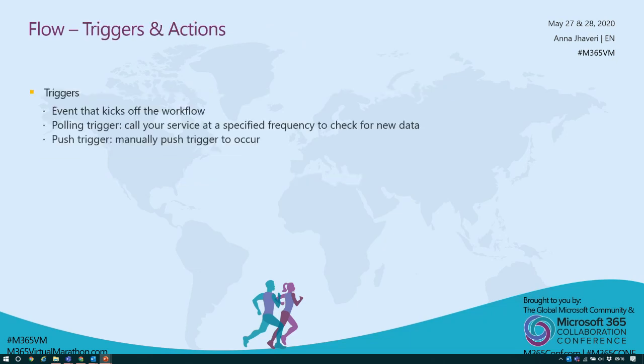All right, so what are triggers? Triggers are what kick off your workflow. There are two types of trigger: one is a polling trigger and one is a push trigger. A polling trigger will frequently check whether data has arrived. A push trigger is when a user manually pushes the trigger, from SharePoint for example. If I push a trigger to run the flow, that is a manual push trigger. And actions are what the flow does, as we saw many actions in this demo today, like querying SharePoint, getting items from SharePoint, or creating files and folders.